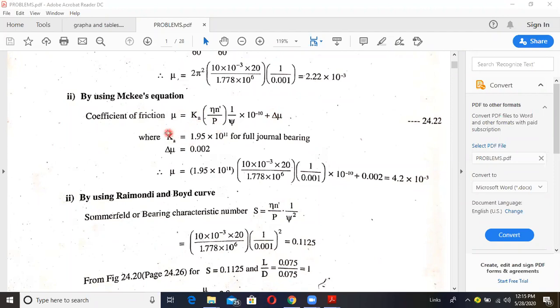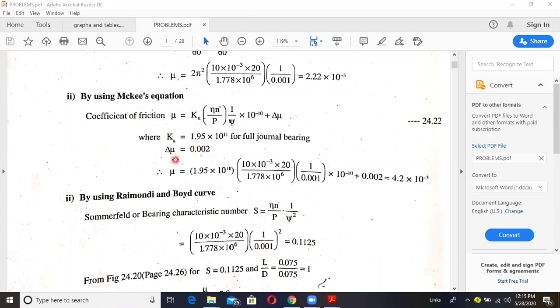Now we have to calculate Ka and delta mu. Ka is equal to 1.95 into 10 to the power of 11 for full journal bearing. This is constant Ka; always you have to take it for full journal bearing, 1.95 into 10 to the power of 11. Same thing, delta mu for full journal bearing is always 0.002.